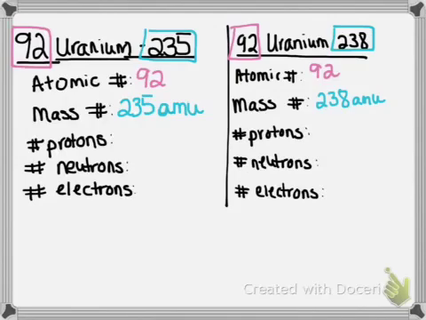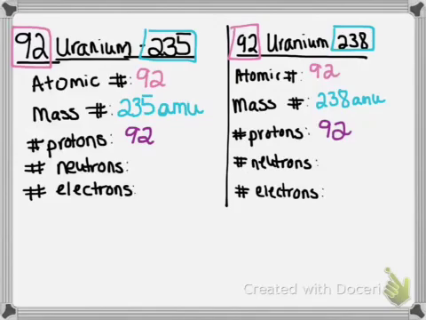Next in our problem, we're asked for the number of protons. Now, the number of protons is equal to the atomic number. So the atomic number of uranium-235 is 92, and so it's also going to have 92 protons. The same thing holds true for uranium-238. It has 92 protons because its atomic number is 92. So they're still the same with respect to number of protons.